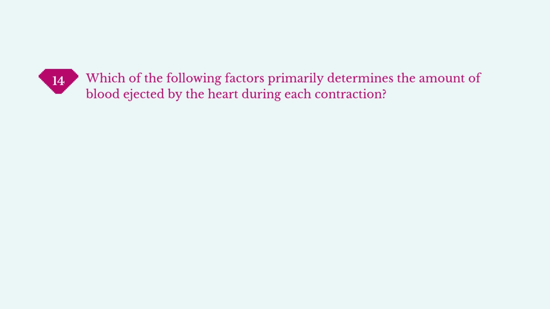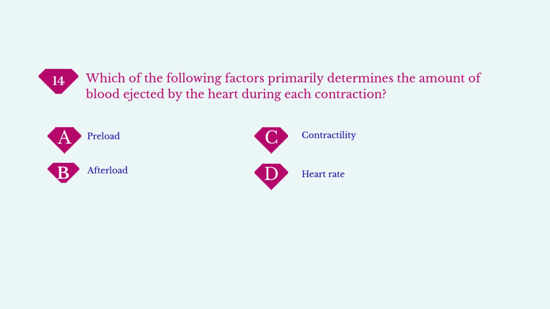Which of the following factors primarily determines the amount of blood ejected by the heart during each contraction? A. Preload. B. Afterload. C. Contractility. D. Heart rate. Answer: C. Contractility.